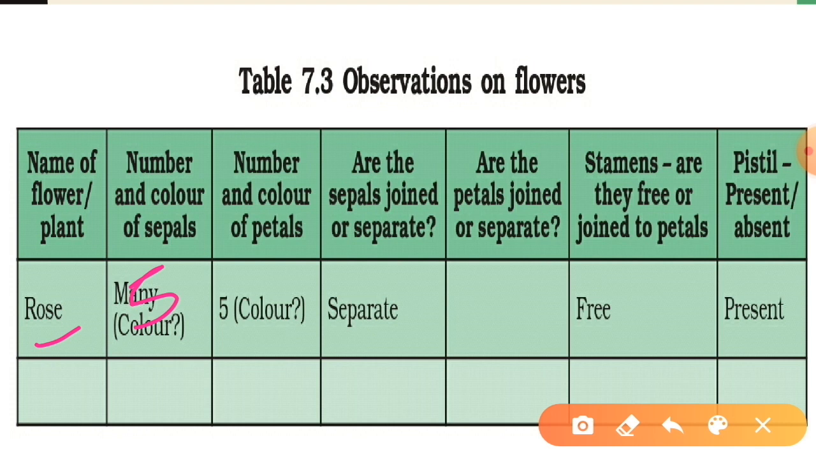Next thing is, are the sepals joint or separated? So we have seen that they were separated. Are the petals joint or separate? Obviously they were separate, we have seen that. Next thing, stamen, are they free, joint to petals? Students, if you observe a rose flower, you will see that the stamens are free. Lastly, pistil present or absent? Obviously pistil will be present there. So in this manner you can fill this table for each and every flower which you observe.